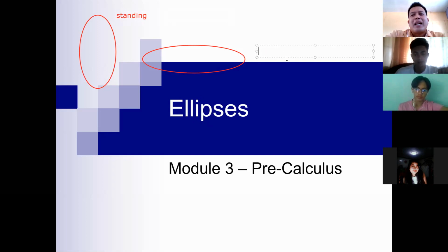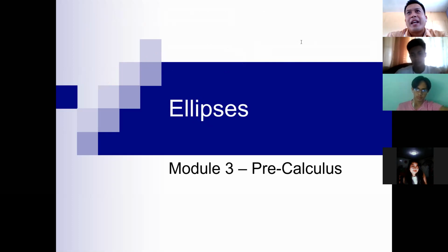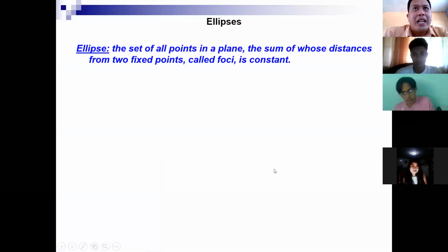It could be that the principal axis here is horizontal, and then here the principal axis is vertical. With that comes the two graphs of your ellipses, horizontal ellipse and vertical ellipse. Okay, so with that, let's first define ellipse class.